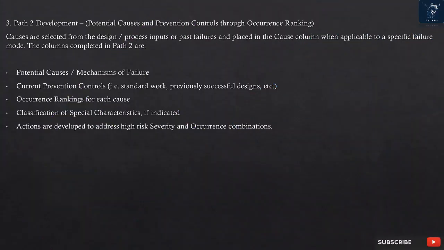Path 2 development, potential causes and prevention controls through occurrence ranking. Causes are selected from the design/process inputs or past failures and placed in the cause column when applicable to a specific failure mode. The columns completed in Path 2 are potential causes/mechanisms of failure, current prevention controls, i.e. standard work, previously successful designs, etc. Occurrence rankings for each cause. Classification of special characteristics, if indicated. Actions are developed to address high risk severity and occurrence combinations.